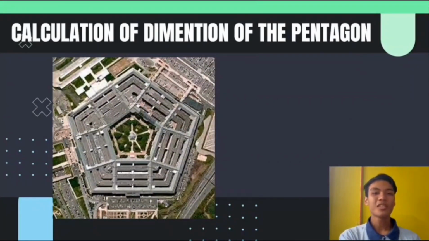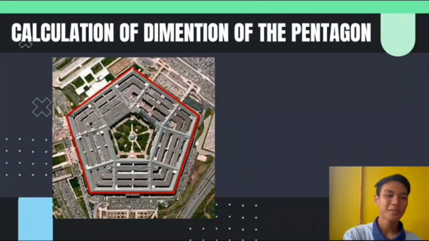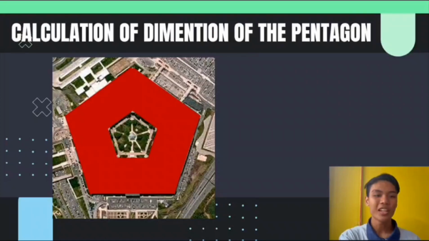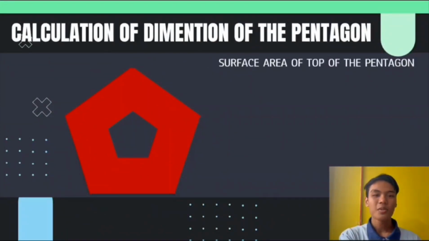Firstly, we are gonna calculate the total surface area. The total surface area for the Pentagon is with the 5 sides: the first side, second side, third, fourth and fifth side. The total surface area is only covered by the shaded region with the red color. So, the surface area of the top of the Pentagon only. We're gonna calculate the top first.